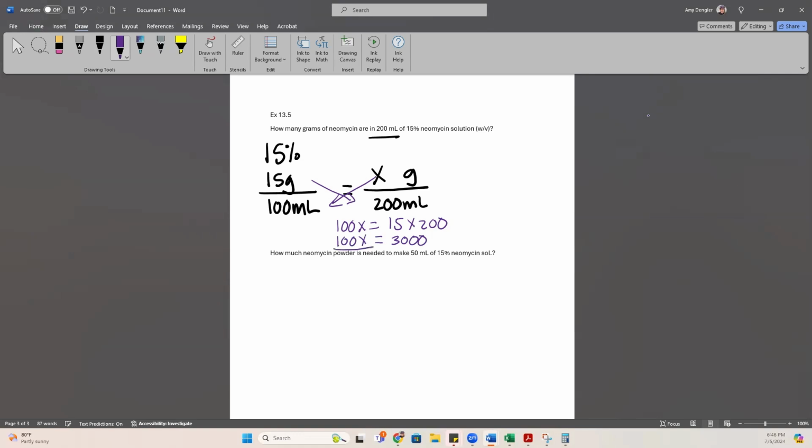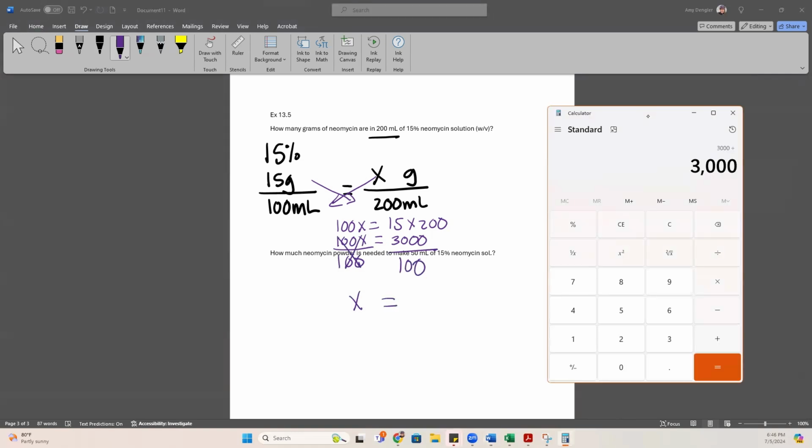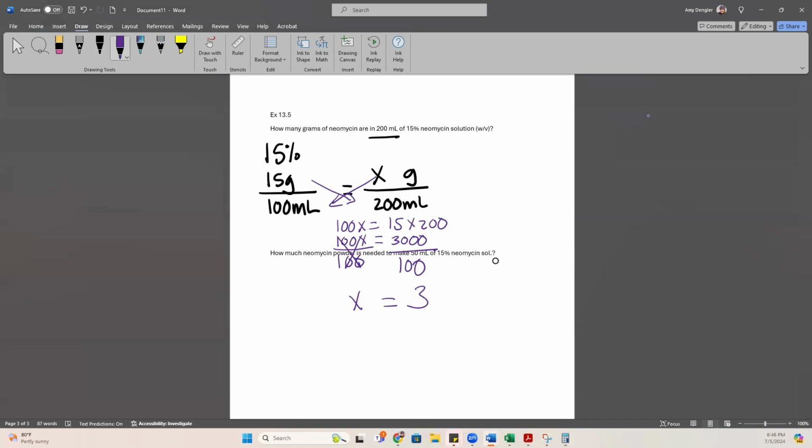So then we have 100x. We want to get x alone. So we're going to divide each side by 100. So 3,000 divided by 100 is 30. So the answer is 30 grams for that part.